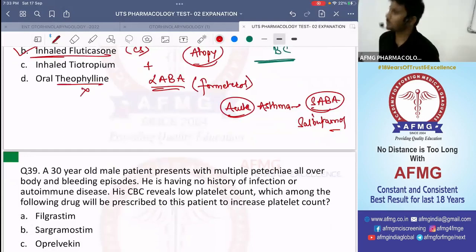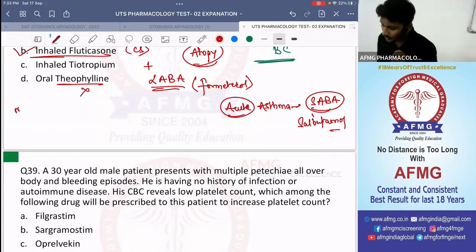This theophylline is to be avoided with which other drug? Anybody? Theophylline is to be avoided with which other drug? Theophylline is actually metabolized by a microsomal enzyme. So if there is some drug which will lead to microsomal enzyme inhibition, that can cause toxicity of theophylline in the patient. ये तो पता है ना?